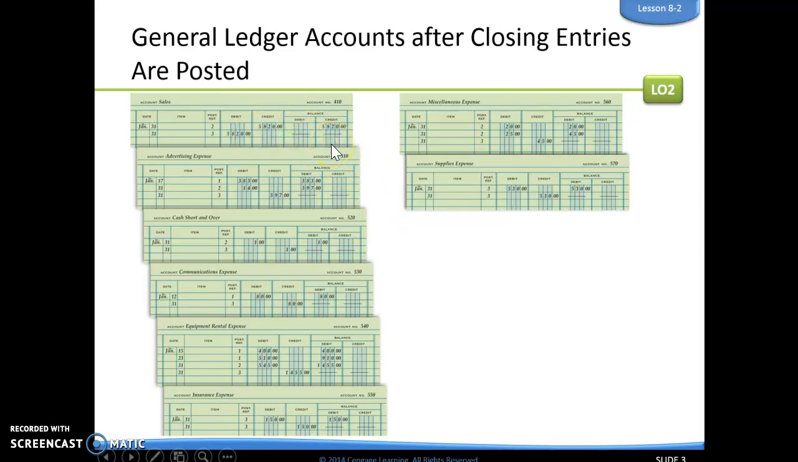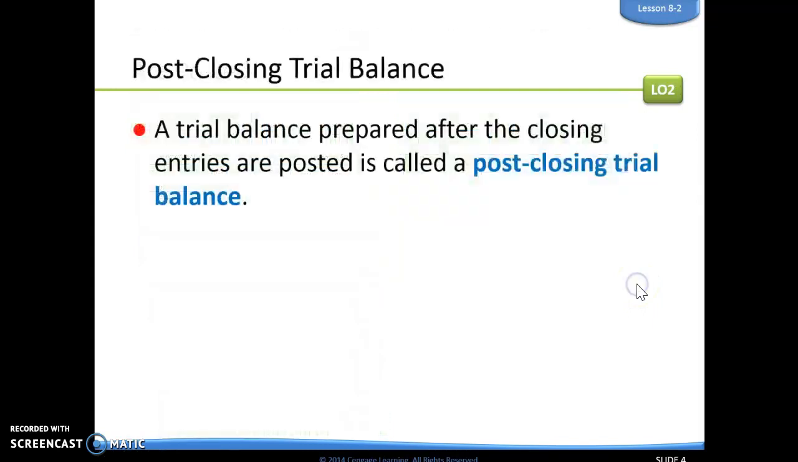Now, if we were doing a paper-pencil copy of our general ledger, we would draw lines through it. But notice in 8.1 when we were doing our closing entries, we actually put zeros on both sides. Means the same thing. So all of those accounts are closed. Those are temporary accounts. A post-closing trial balance is a trial balance that's prepared after the closing entries are posted.